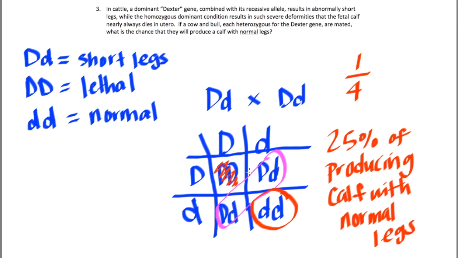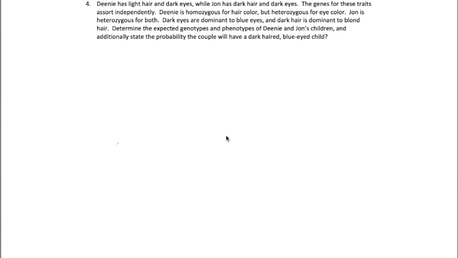Sometimes it's easier if you do it in percentage because each block would represent 25%. So 25% would be lethal. Each of these is worth 25, so this would be 50% would be short legs, and then you have the 25%. But again, either answer is fine, so 1/4 or 25% with normal legs. All right, that's it for number 3. All right, so on to number 4.